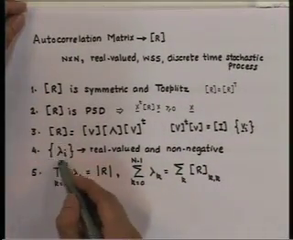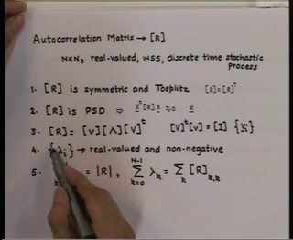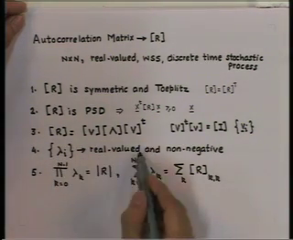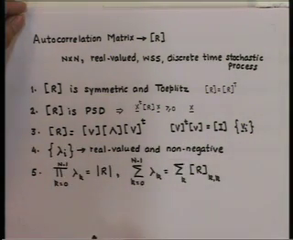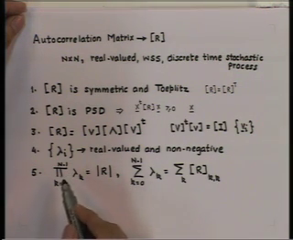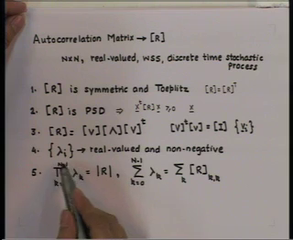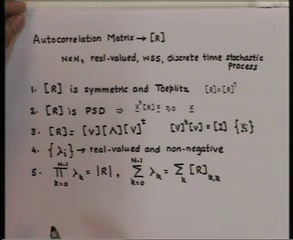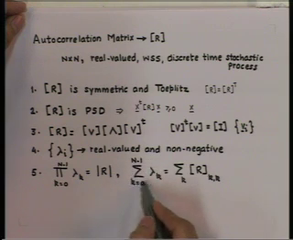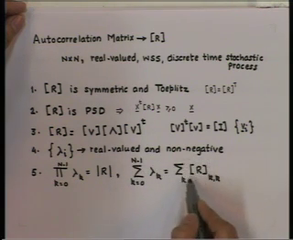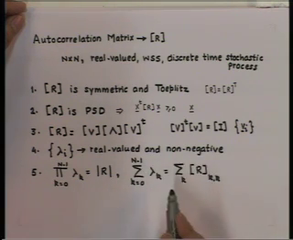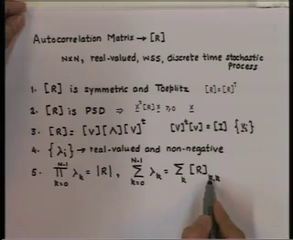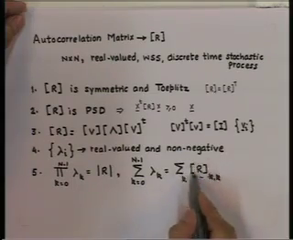The eigenvalues of R are real valued and non-negative. And finally, the product of the eigenvalues is equal to the determinant of the matrix, and the sum of the eigenvalues is equal to the trace of the matrix. This denotes the diagonal elements of the matrix R.